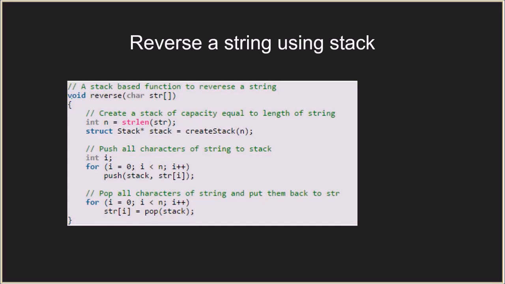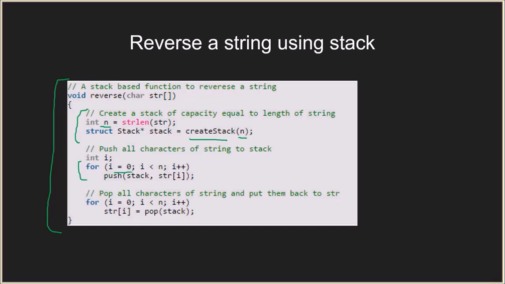Okay, so now let's get to the actual implementation of the algorithm, which is in the function reverse. We create a stack of the capacity equal to the length of the string. So we calculate the length of the string and put it inside the variable n, and then we create the stack by passing in the capacity as n, which is the length of the string. Now one by one we push all the elements onto the stack.